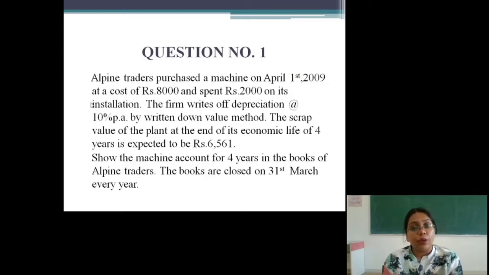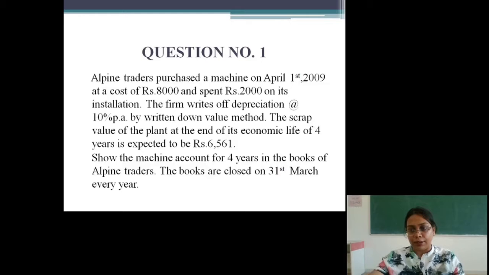Now we will see the numerical of this particular method. Alpine Traders purchased a machinery on April 1st, 2009 at a cost of rupees 8,000 and spent rupees 2,000 on its installation. The firm writes off depreciation at the rate of 10% per annum by written down value method. The scrap value of the plant at the end of its economic life of 4 years is expected to be rupees 6,561. Show the machine account for 4 years in the books of Alpine Traders. The books are closed on 31st March every year.